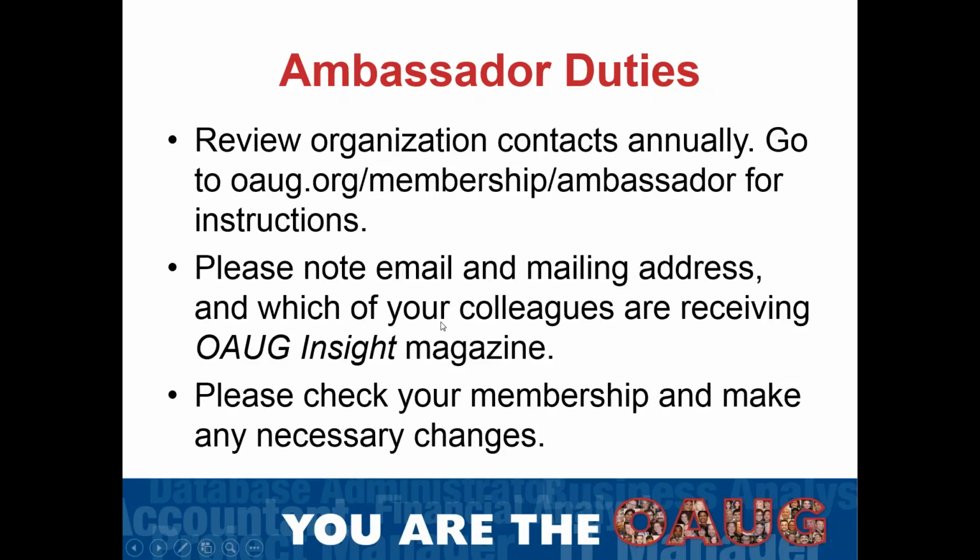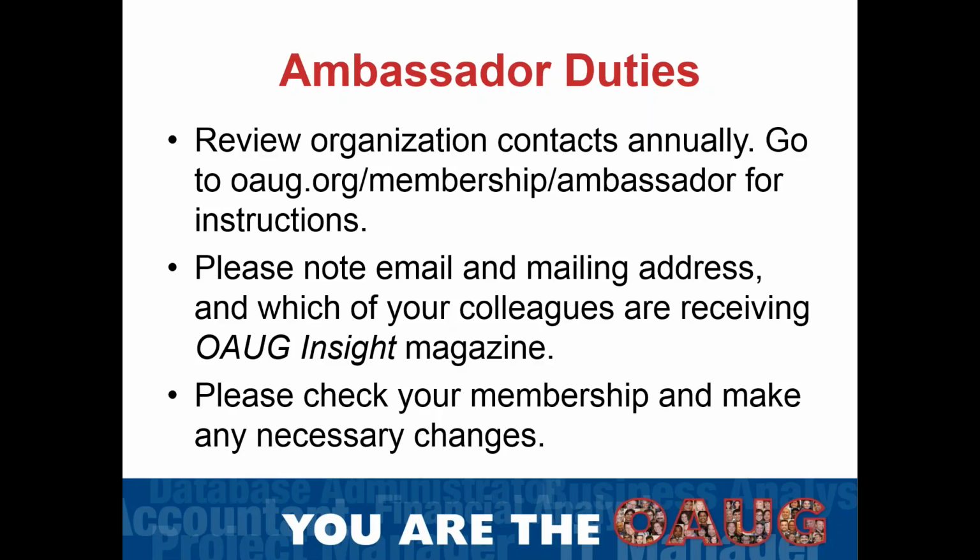We also ask you to look at your organization's contact list, and this is all the people that are involved in the OAUG from your company. As ambassador, you have access to that list to see how many of your coworkers have profiles in our system. You can see whether or not they're subscribed to the magazine, and you can see if we have current mailing addresses for all of them. And we will send you a list once a year, but you can always log in and look at your list on your own.